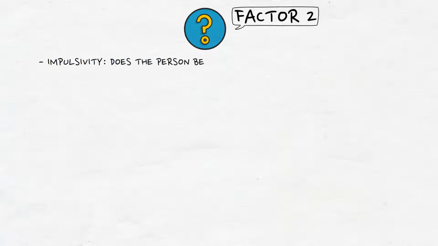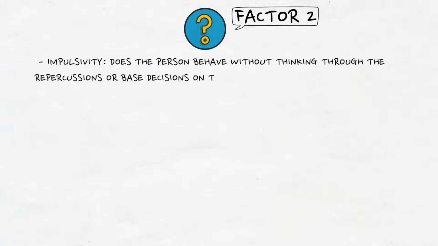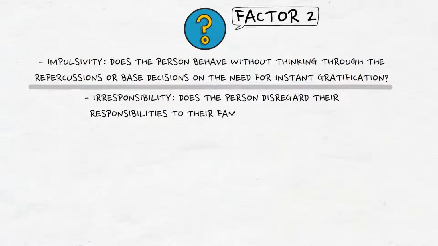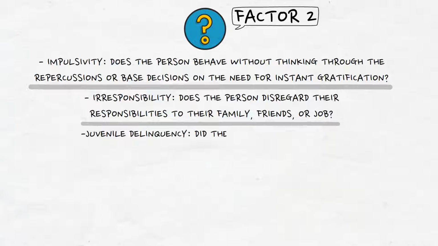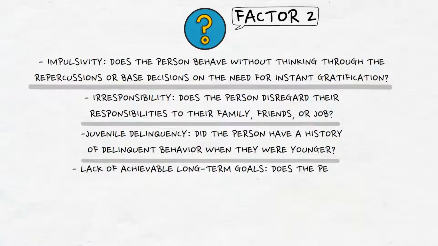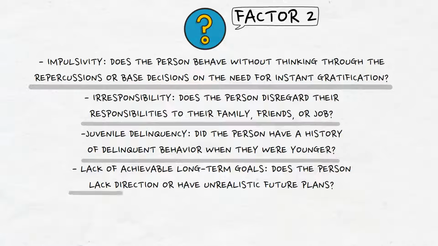Impulsivity. Does the person behave without thinking through the repercussions or base decisions on the need for instant gratification? Irresponsibility. Does a person disregard their responsibilities to their family, friends, or their job? Juvenile delinquency. Did the person have a history of delinquent behavior when they were younger? Lack of achievable long-term goals. Does the person lack direction or have unrealistic future plans?